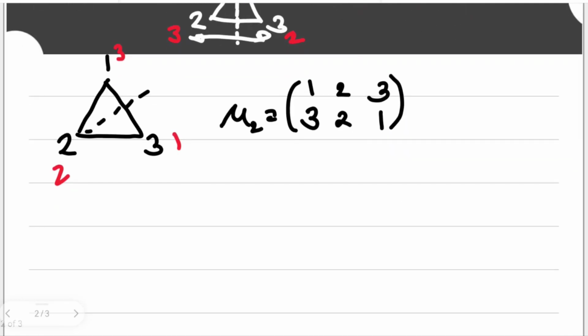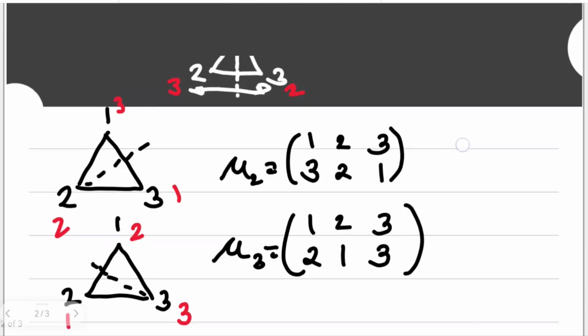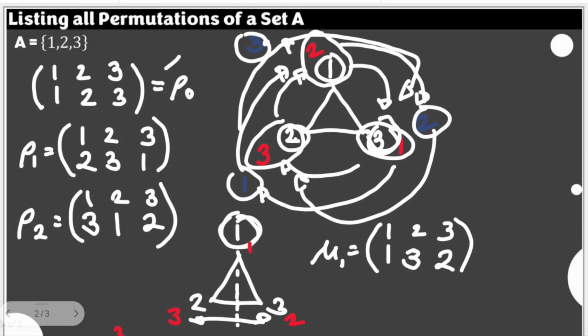And lastly, of course, we still have one more perpendicular bisector, from the vertex of 3. Assuming it's a perpendicular bisector, once you flip or fold it in that manner, 3 is still here, 2 is here, 1 is here. So your mu sub 3: 1 is mapped to 2, 2 is mapped to 1, and 3 is mapped to 3. So these are the 6 permutations. There are only 6 permutations for a set containing 3 elements.